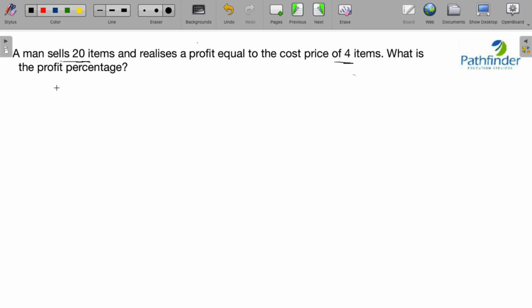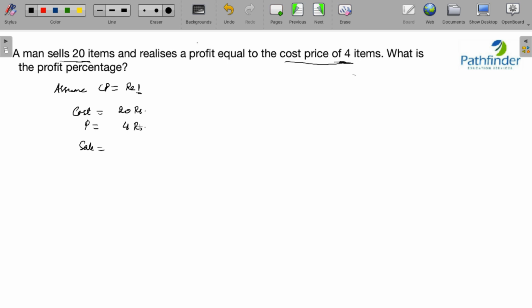So let us assume that CP is rupees 1. Now, since he is selling 20 items, we will consider the cost also of 20 items. So the total cost of buying 20 items must be 20 rupees because CP is 1 rupee. And profit on selling these items is equal to the cost price of 4 items. Now, if the cost price of 1 item is 1 rupee, the cost price of 4 items must be 4 rupees.